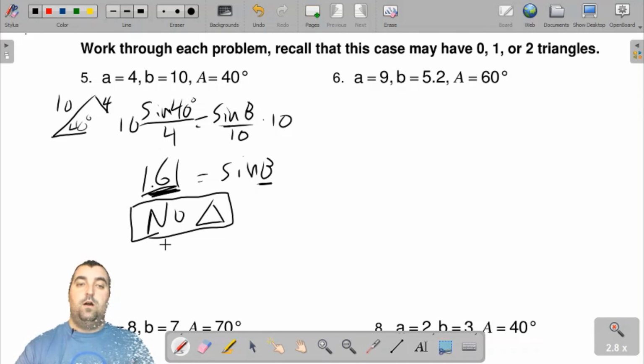Okay? So this would be an example where there's no triangle. Alright, let's move on to number 6 here. And with this one, same idea. I'm going to draw the same exact picture.